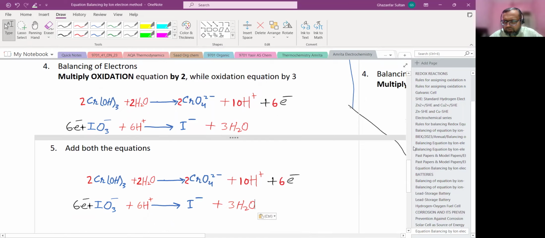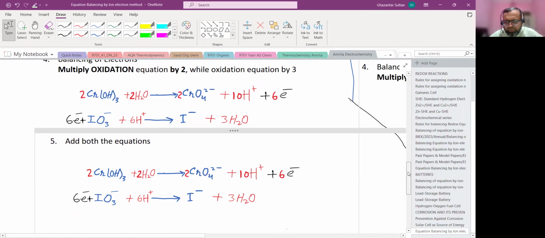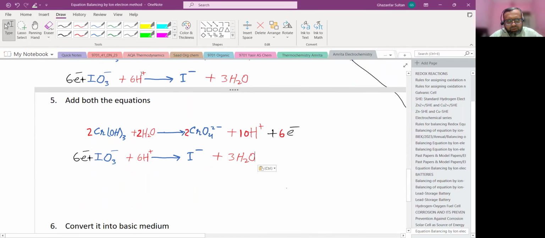So we have rewritten the equation here, and I'm just managing it in the space. So now these two equations can be added.